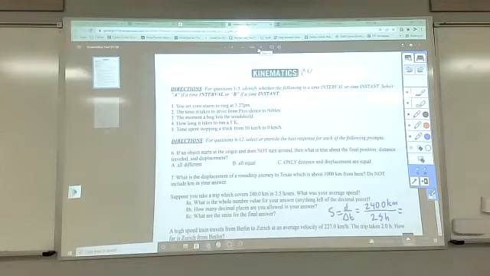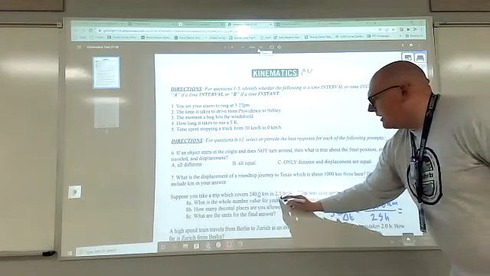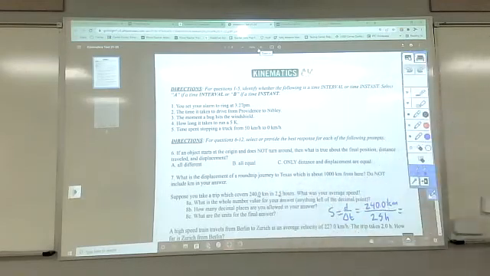And in the end, I get 96 as my answer. So for 8a, what is the whole number value? You should have put 96. For 8b, how many decimal places are you allowed? Each number in the problem has one decimal place. So for 8b, I can have one decimal place in my answer.